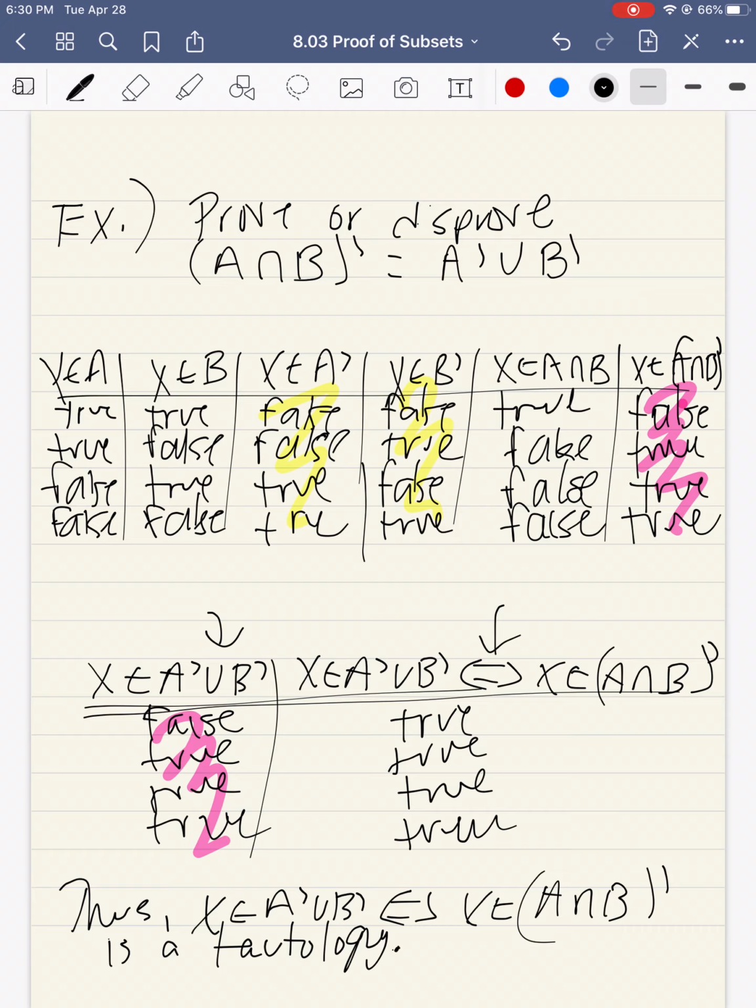And then I haven't done this yet in this class, but in mathematics, when you're doing a proof, if you want to say therefore, you can just use 3 dots in a triangular fashion like that. So we can say therefore A intersect B complement is equal to A complement union B complement. Done.